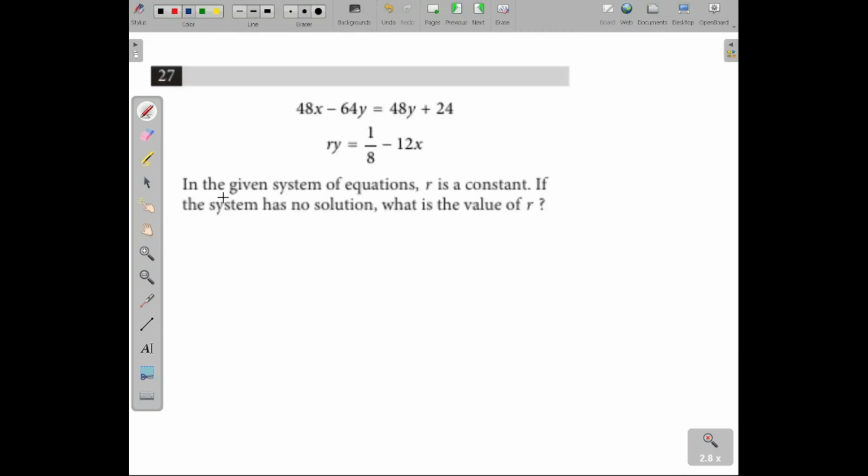Number 27. In the given system of equations, r is constant. If the system has no solution, what is the value of r? First, we know that the system has no solution, so that means that both equations or lines are parallel, that both equations are proportional. That means that the coefficient for one variable, multiplied or divided by doing any operation, can be the same as from the other equation.